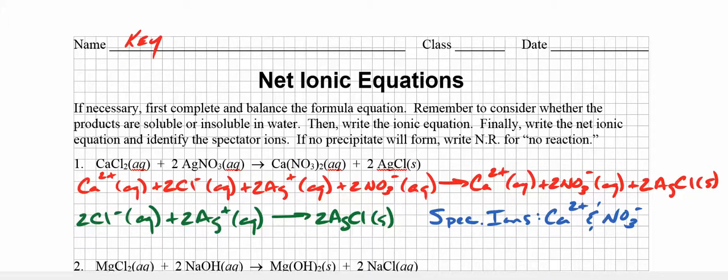So here we go. It says, if necessary, first complete and balance the formula equation. Remember to consider whether the products are soluble or insoluble in water. Then write the ionic equation, and finally write the net ionic equation and identify the spectator ions. If no precipitate will form, write NR for no reaction. Okay, so a lot to think about on this one, so let's get started.